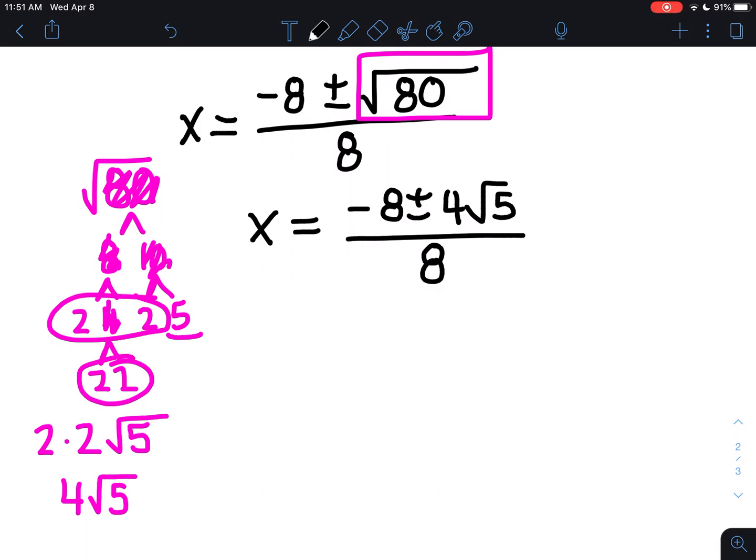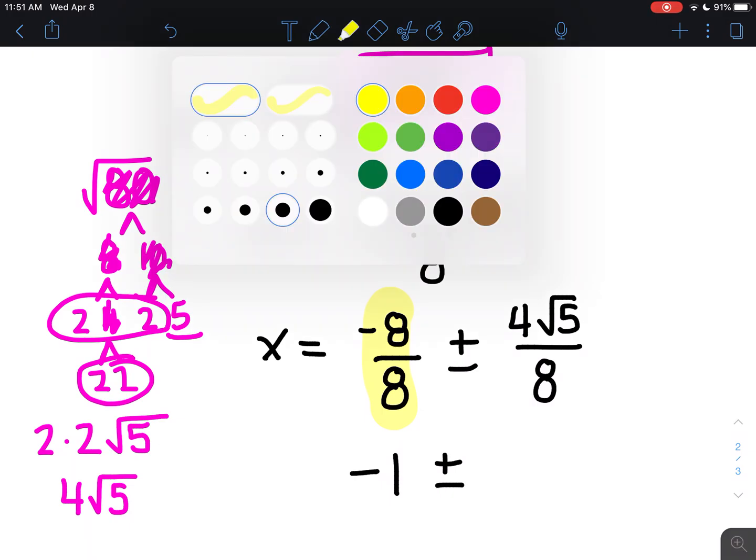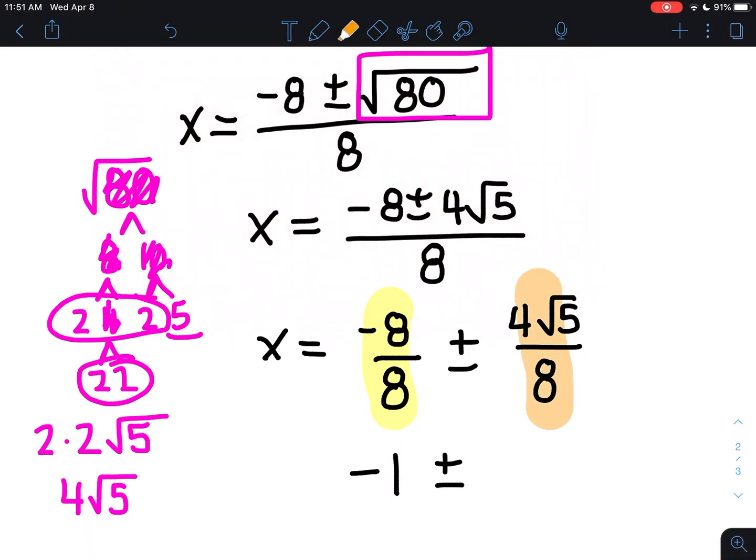Okay, now we want to split this up into our two fractions to see what we can simplify. So x is equal to negative 8 over 8 plus or minus 4 radical 5 over 8. Negative 8 divided by 8, this right here is what I'm talking about, is negative 1. All right. And then 4 radical 5 over 8. 4 divided by 8 is 1/2. So it's going to be radical 5 over 2. These are our solutions.